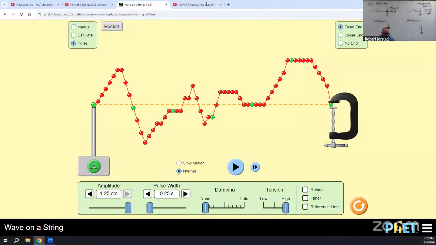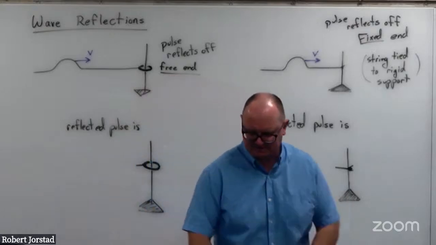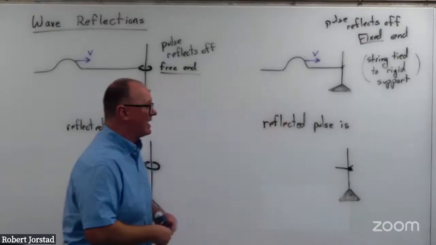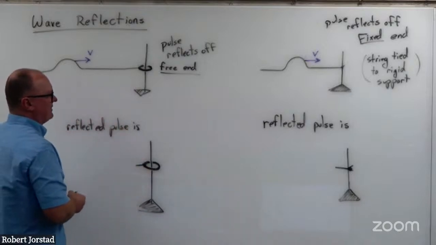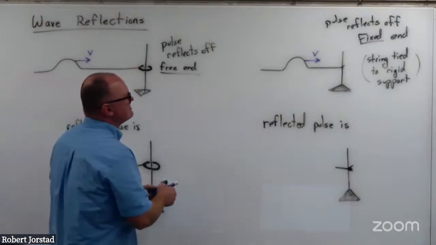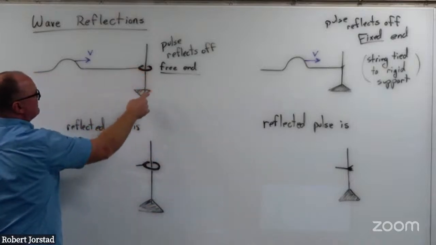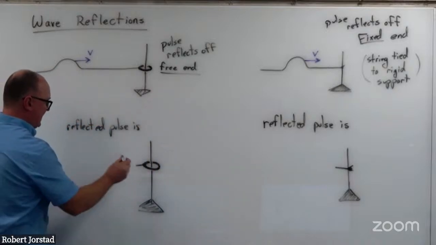Oh, I'm stopping the share. There we are. We're going back to the book. Let's summarize what we saw out of all this. And then I actually have a physical demonstration to show you this, and I can show you a real example of a free end and fixed end here. All right, so in this case, the pulse reflects off a free end. We saw it is not inverted.